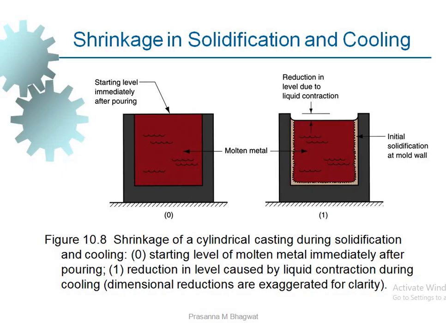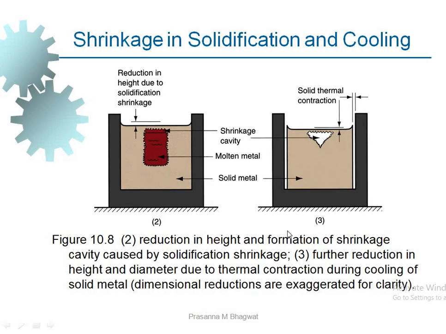Now, what happens next? Here, there is a reduction in the height and the formation of the shrinkage cavity caused by solidification shrinkage. Again, as the metal goes on cooling from here to the center, after the chilling effect and then the columnar and dendrite grains, the level is reduced in height due to solidification shrinkage. This level goes down and finally you will find solid thermal contraction over here.